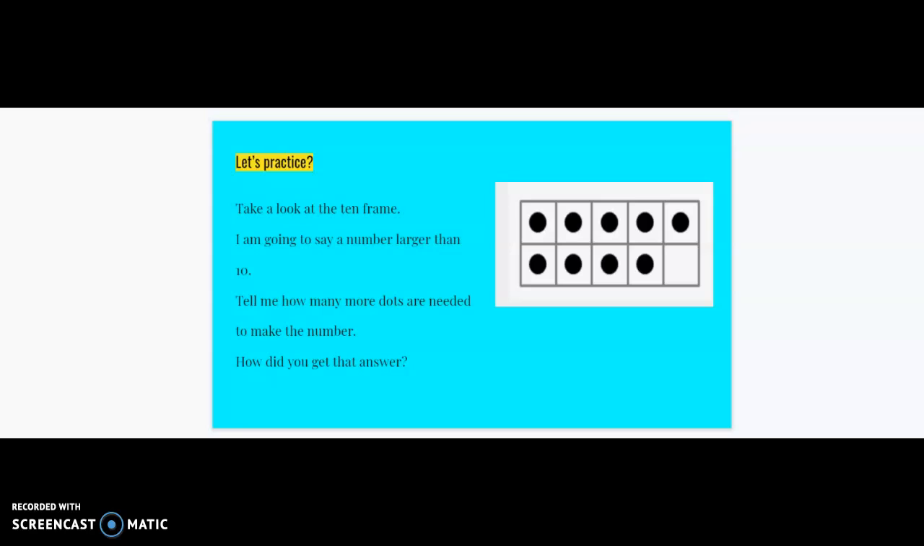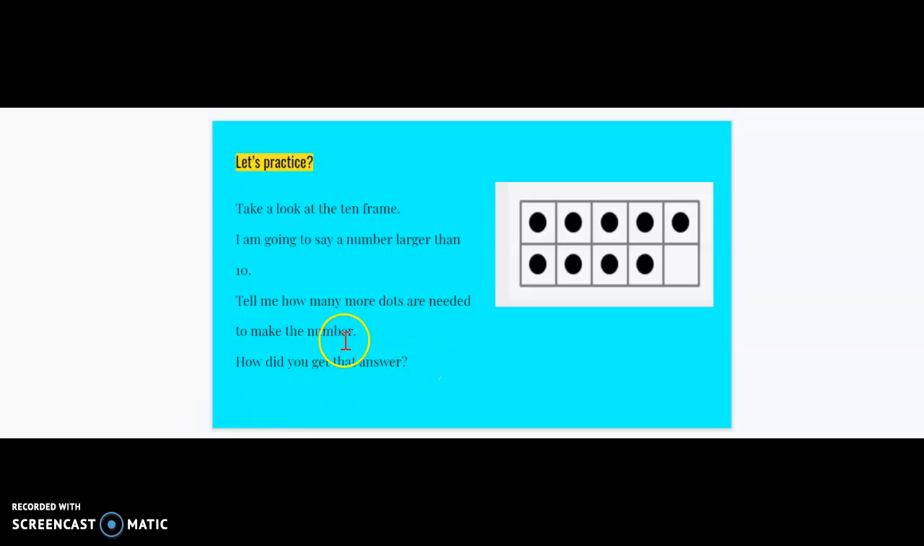Okay, now you get to practice, and you're going to use this 10 frame to help you practice. If you look at this 10 frame, you notice that there are 9 dots. So I am going to say a number larger than 10. And then I want you to tell me how many more dots are needed to make the number. Think about, how did you get that answer?